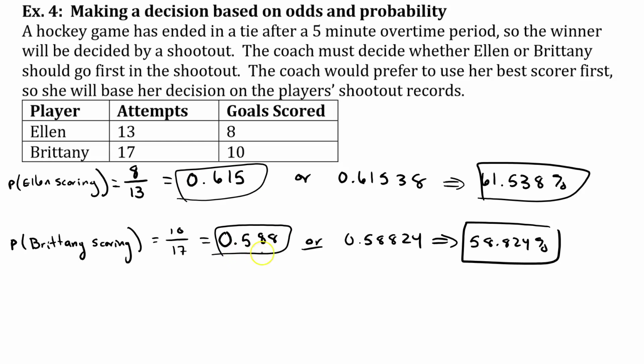My suggestion is always leaving it as this decimal because funny things can happen, like we can read numbers off of our calculator a little bit wrong, or we can say that maybe it's 6% instead of 61%. My suggestion is always just keeping it in the decimal form because we can still compare. So even though Brittany scored 10 goals, which is more than Ellen, when you consider their goals scored to attempts, Ellen actually scores more of the time than Brittany.